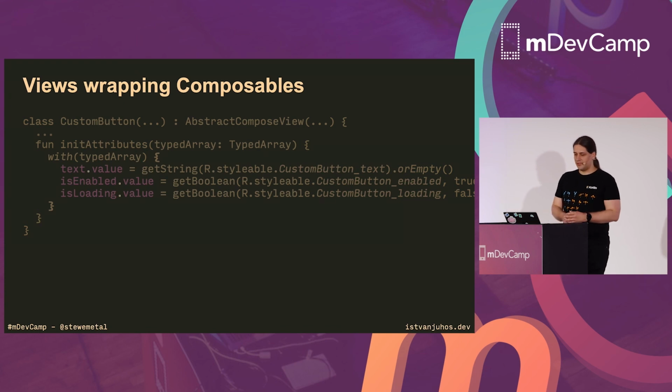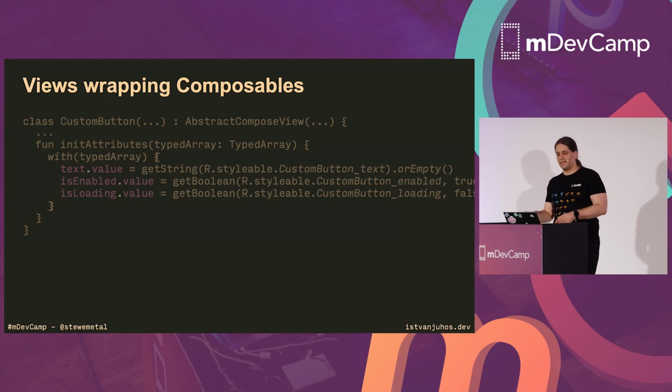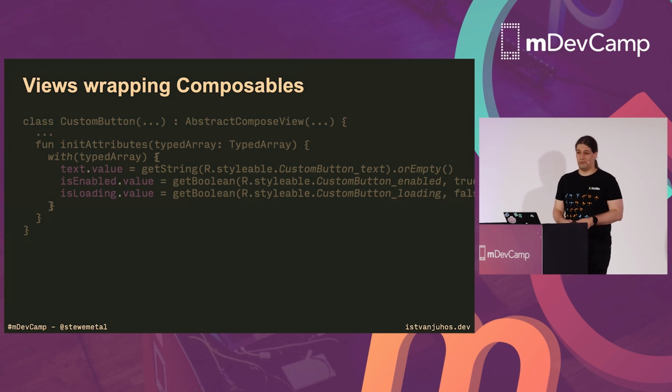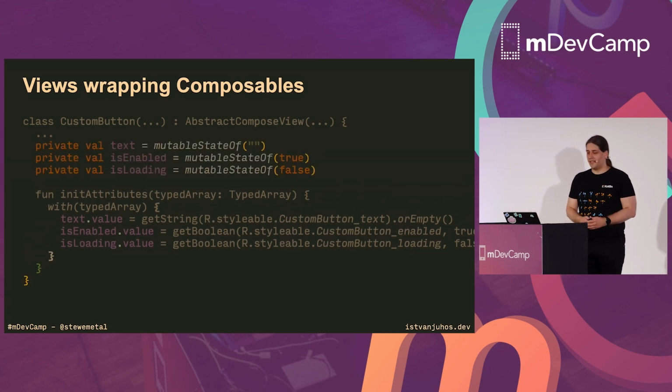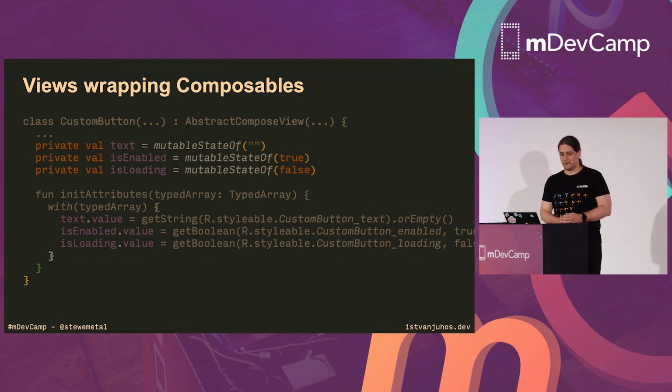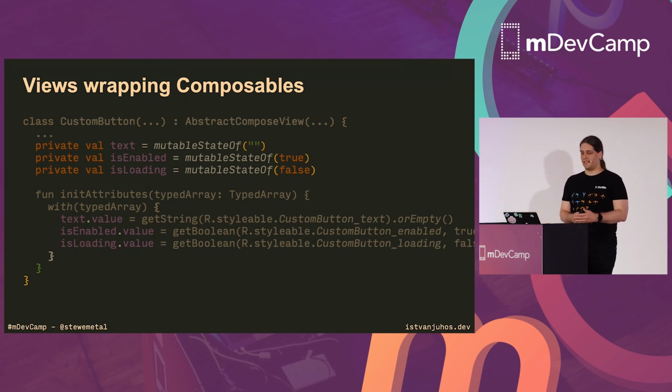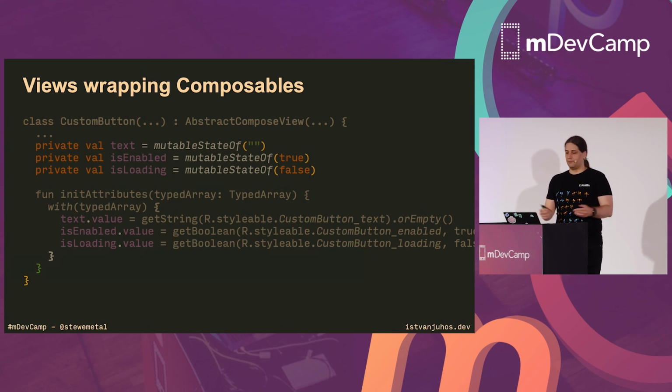We resolve the text, the enabled state, and the loading state from the typed attributes, but what we set them to, if we want to follow up with this idea? Well, those can be mutable states. We've seen the same pattern in Compose view, so why wouldn't we use this to achieve our goals? So now we have mutable states inside a view.